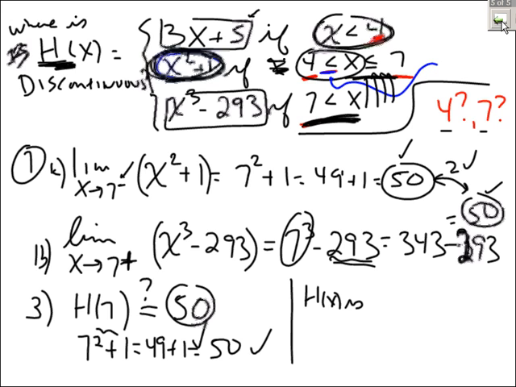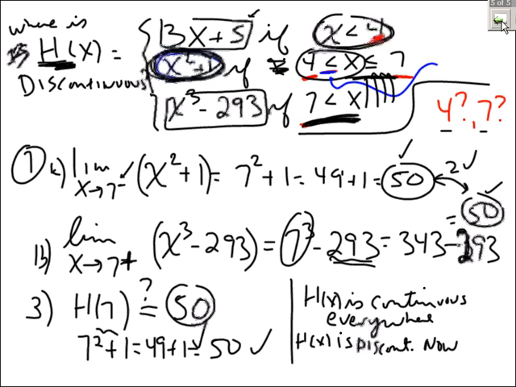So, what's the final answer? H of x is continuous everywhere. Or if you want to be really precise, they ask where is it not continuous. You can say x is discontinuous nowhere. It's continuous everywhere. It's continuous the way it is. Some functions are continuous everywhere, some are not.